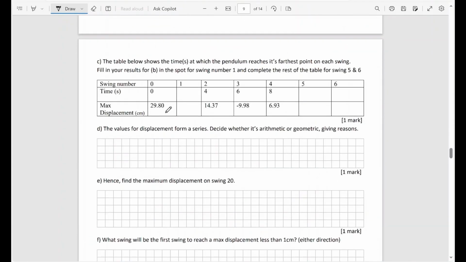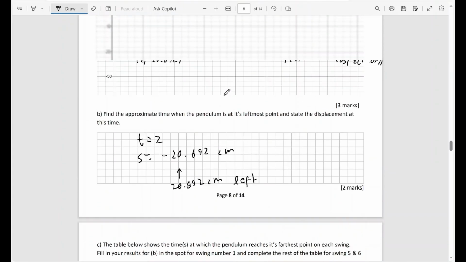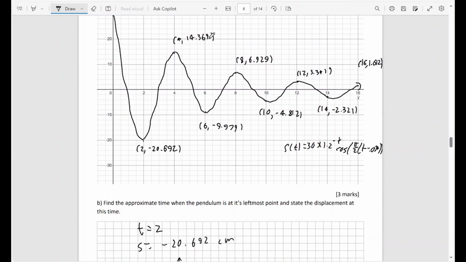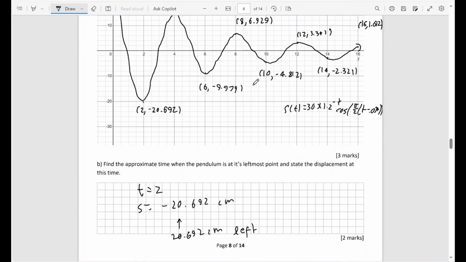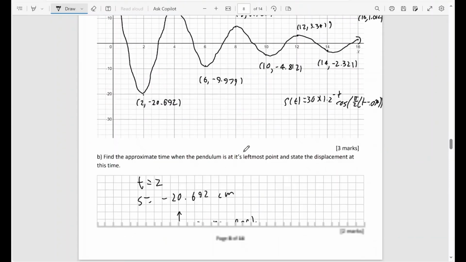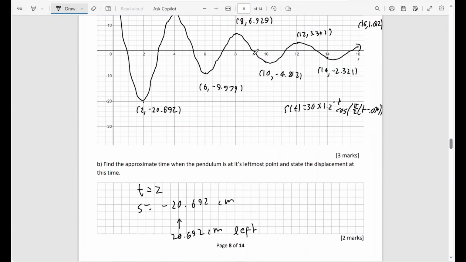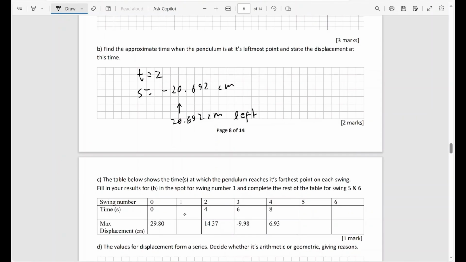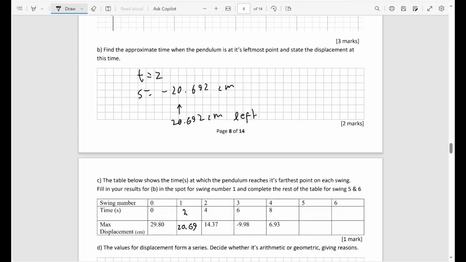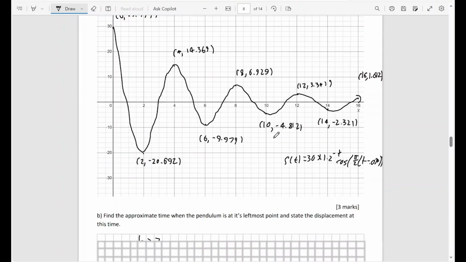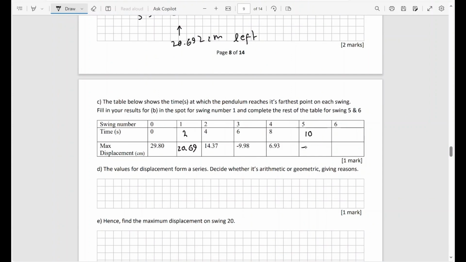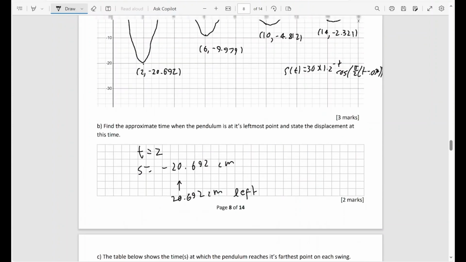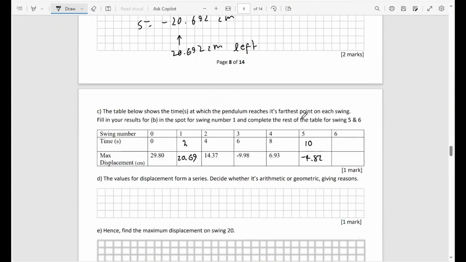Now, this table shows those maximums. So 4, 14.37, we've got essentially 6, minus 9.98. So you can use this to double check that you've graphed everything right. And you basically just have to fill in the missing one. So this was 2 and 20.69. The next one was 10, minus 4.82. And the last one was at 12, 3.341.